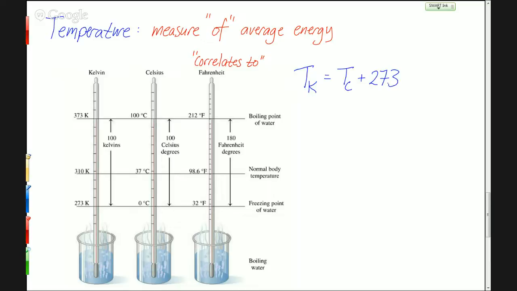I think you had to do this in your pre-lab for Tuesday, right? So we're a little backwards here. You just add 273, and if you want to go the other way, you subtract 273. So the temperature in Celsius is the temperature in Kelvin minus 273.